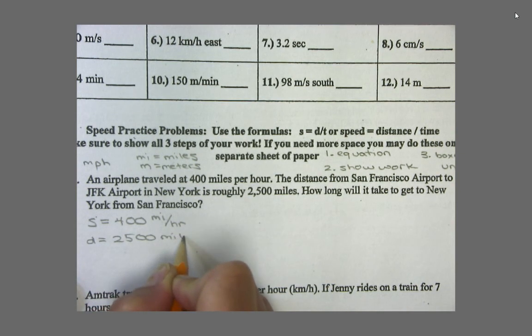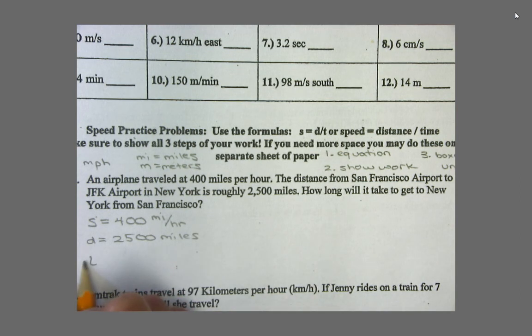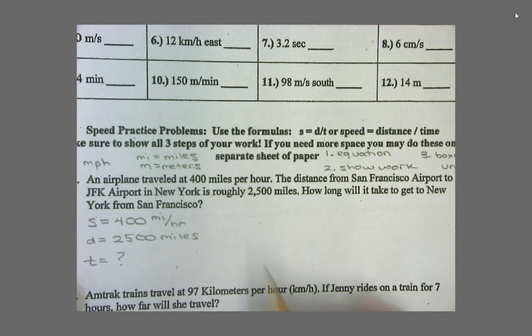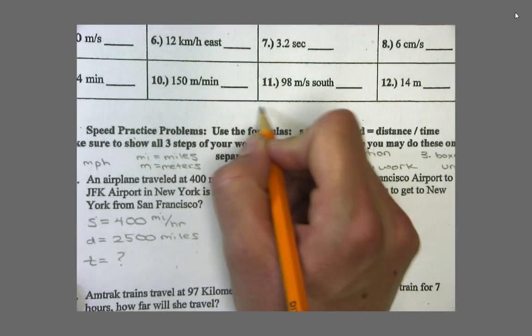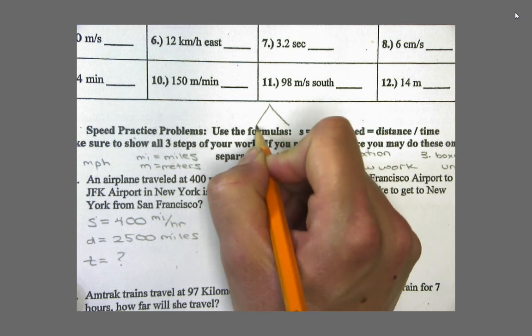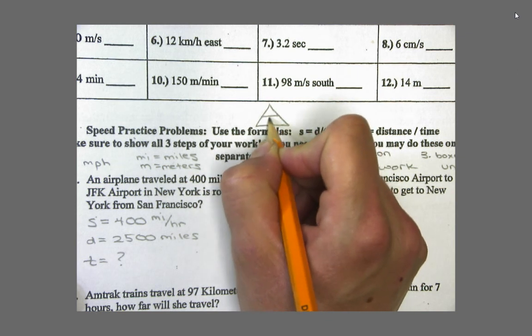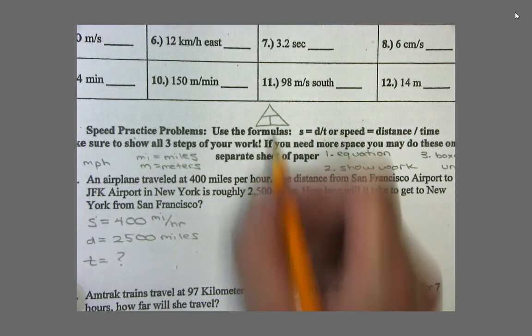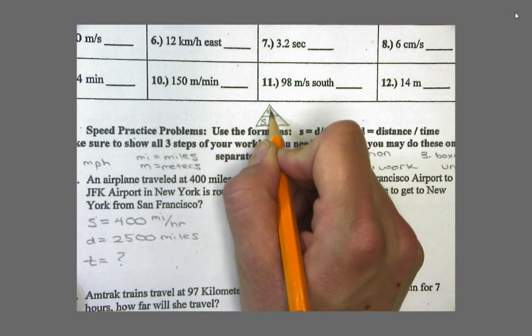And then therefore, that means we're going to be finding time. Okay. Now, I encourage you on almost every single piece of paper that we're going to be working on in your notebook, in your spiral, to write your triangle that you learned from your notes. And we're going to have speed, distance, time.